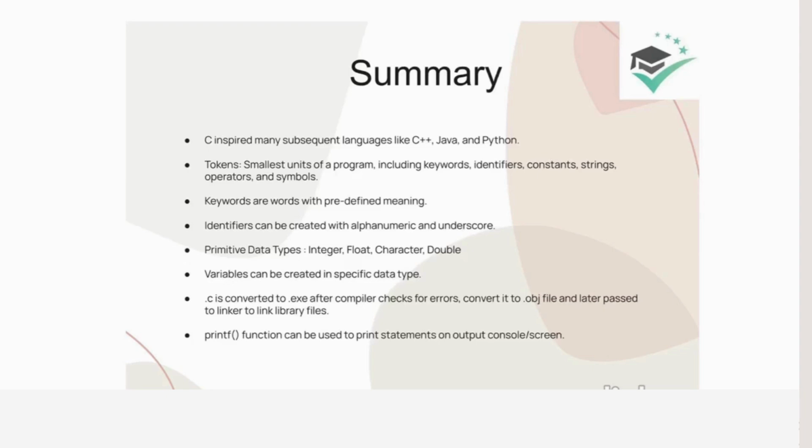Must begin with a letter. We have to understand the important rules to create identifiers. Primitive data types supported by C programming are integer, float, character and double. Variables can be created in specific data types like int, float, char, double. .c is always converted into .exe before execution. After the compiler finds that there are no errors in .c, it converts it into .obj file.